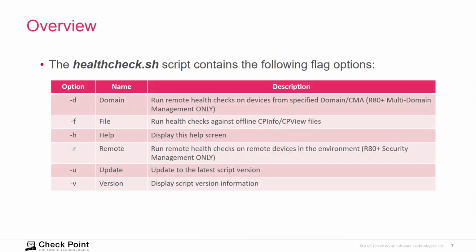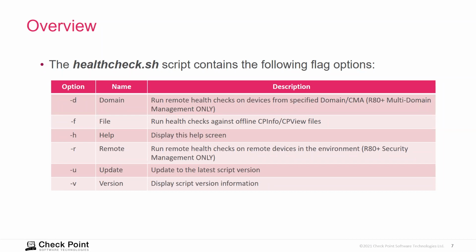And with this particular health check script, we do have various flag options that we can utilize to execute the health check script. The first one here, -D, on a domain, we can actually run health checks on the device on specific domains/CMAs. We can also run it with a -F flag, on CP info and CP view files. The -H is for help, which shows you this information here. The -R allows you to run this script from your MDS or your management server.